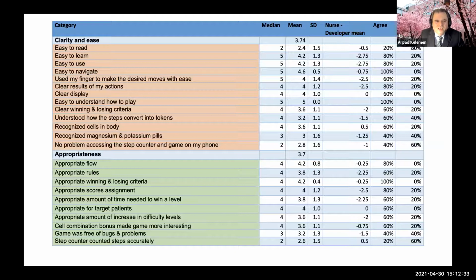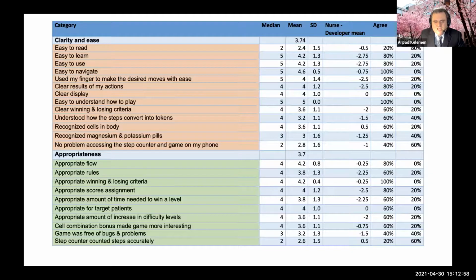So we can see that the reading was a problem. Apparently there was too much text, and maybe the English language was not well phrased, so we need to improve a little bit on that. Also, there were problems with the step counter. It was difficult to access, and it also did not count the steps accurately. So this gave us, of course, the motivation to work on these areas specifically.